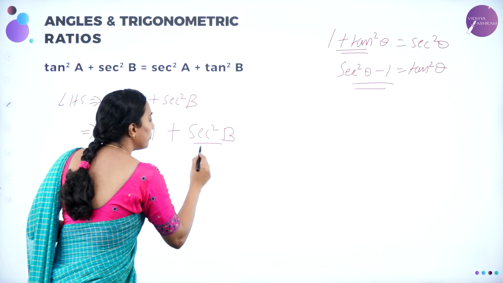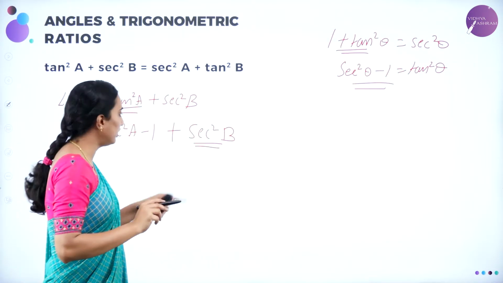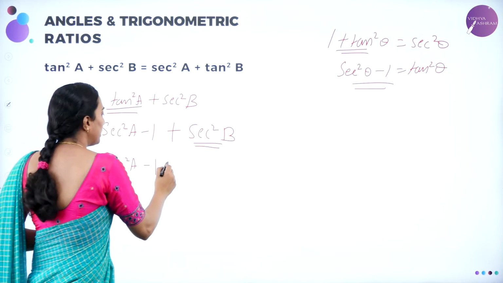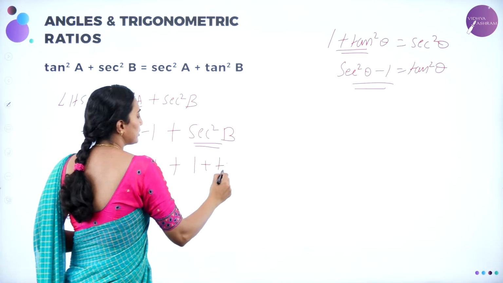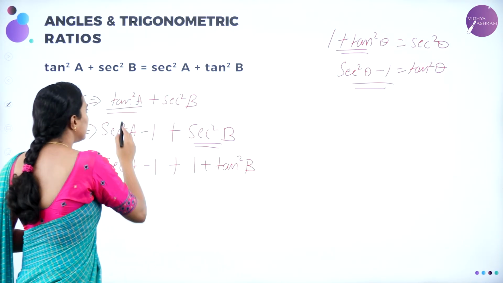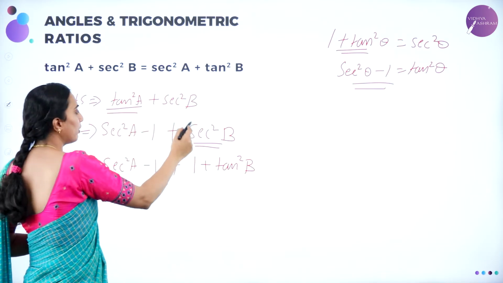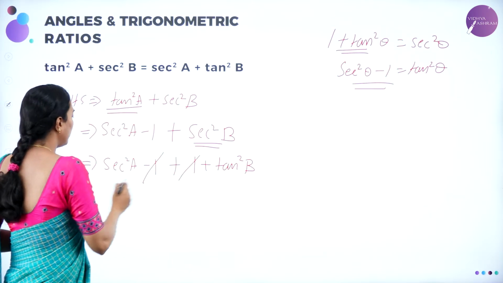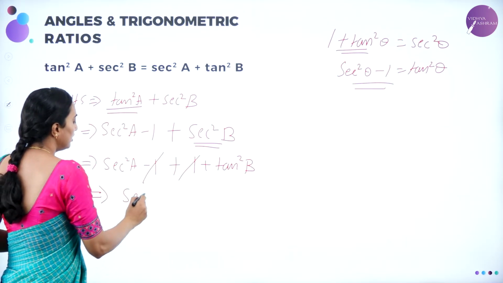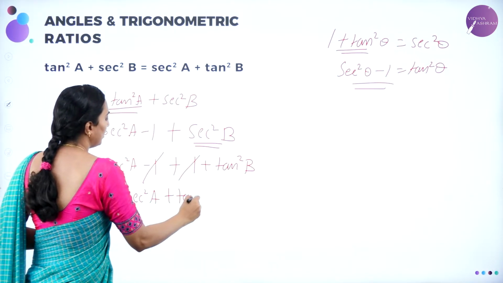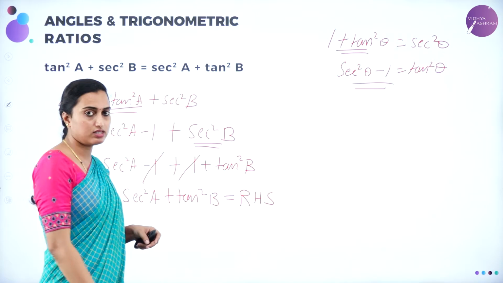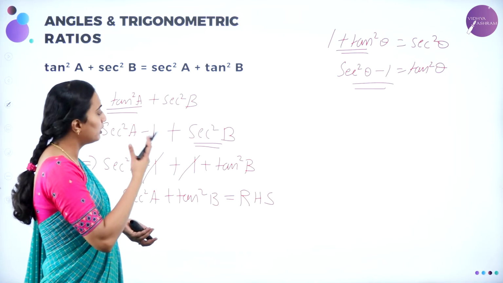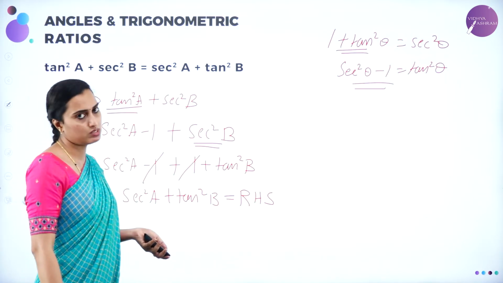Now secant squared B can be written as 1 plus tan squared theta, in place of theta, B. Therefore, secant squared A minus 1, plus 1 plus tan squared B. Correct? Be careful. This I have written in the form of secant squared theta minus 1, and this in terms of 1 plus tan squared B. So minus 1 plus 1 gets cancelled. You remain with secant squared A plus tan squared B, which is your right hand side answer. Is that easier? By using the trigonometric identity only, we have solved this problem.